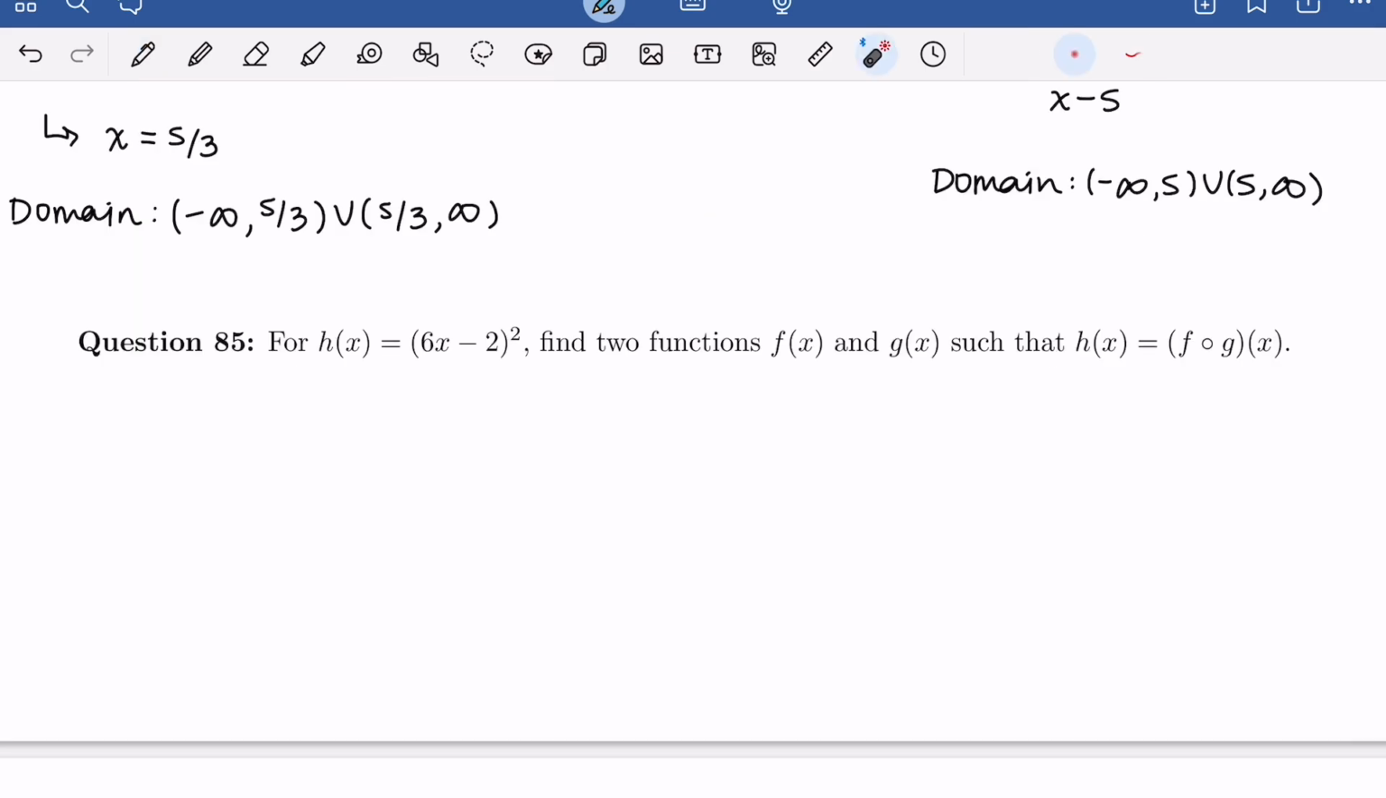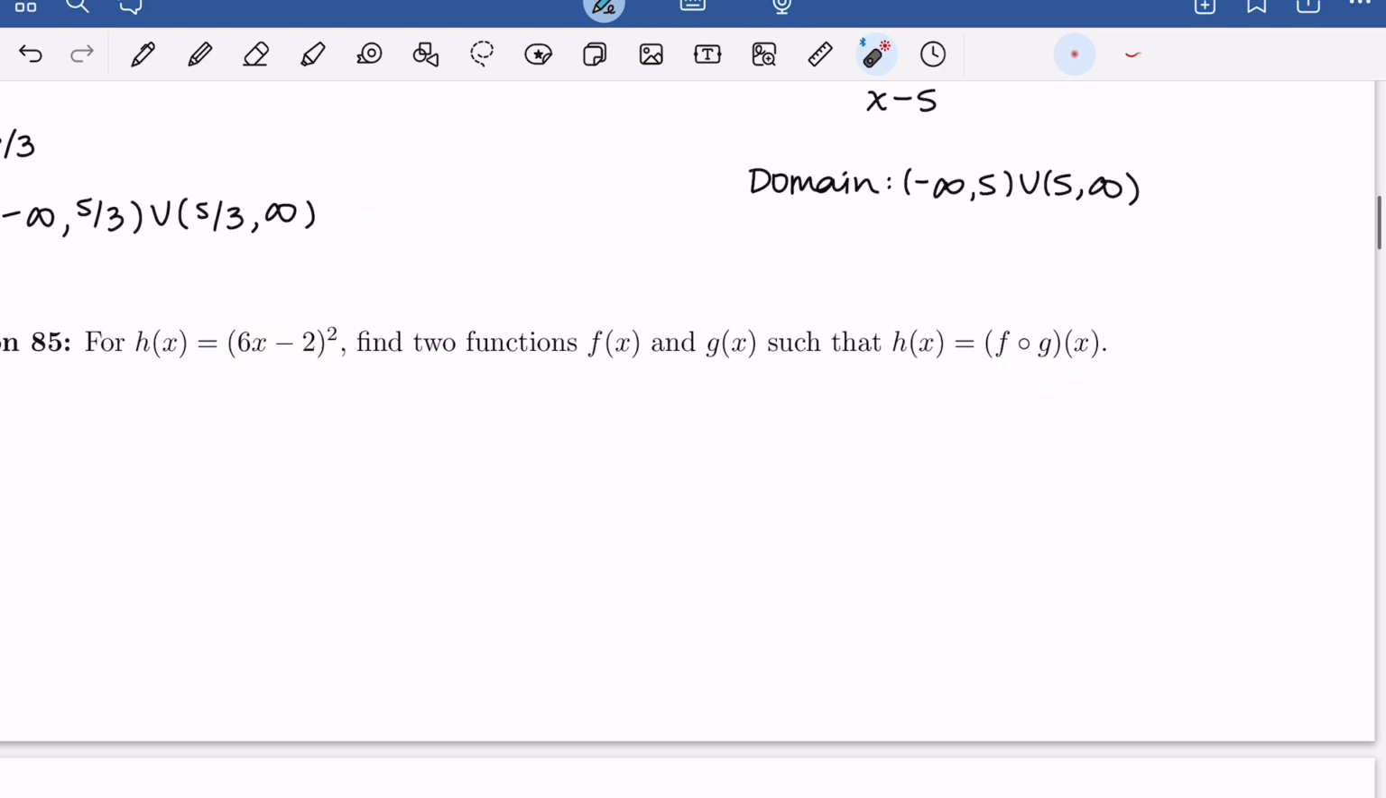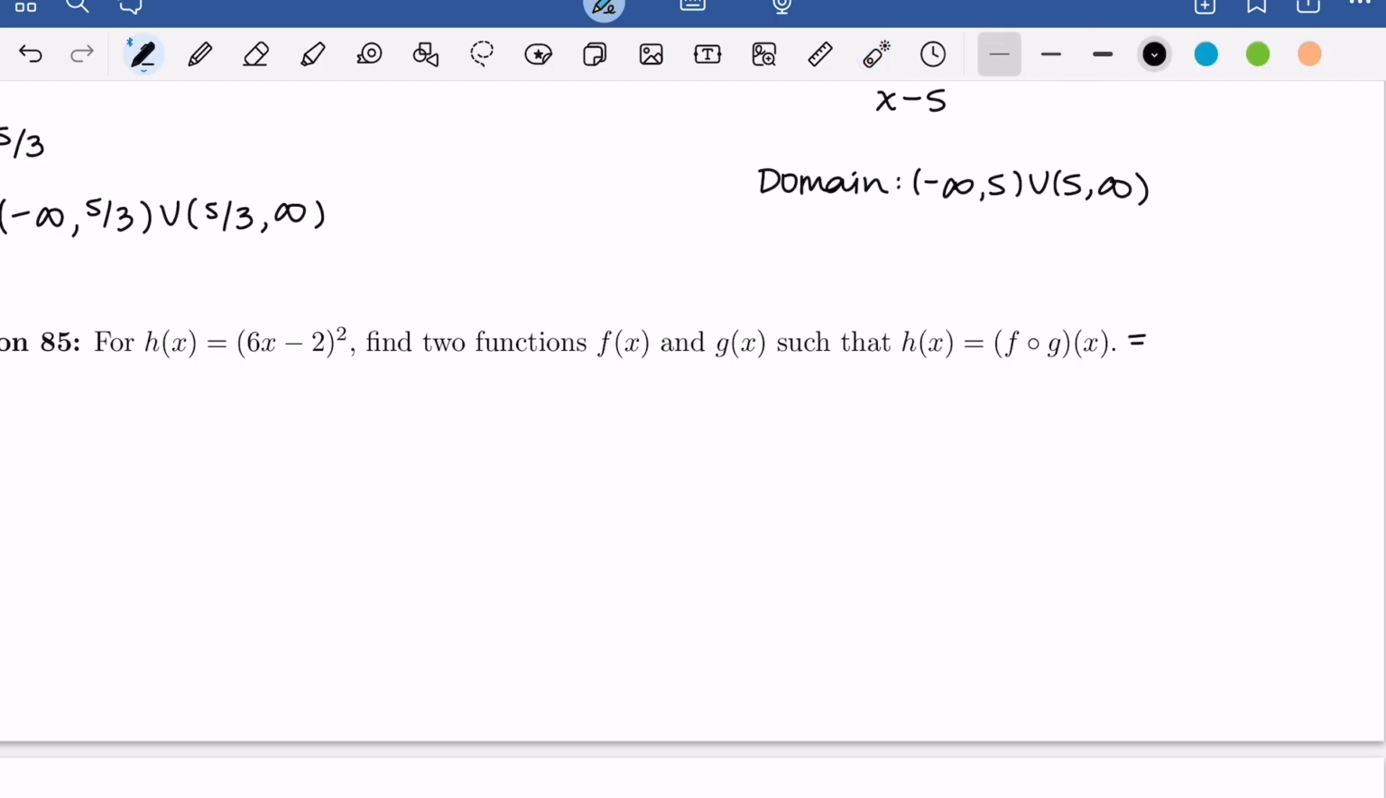Alright, so for the last question in this section, we're given this function h of x here, and we want to find 2 other functions, f and g, such that the composition of those 2 functions will result in the original function that we were given. So for this one, notice we have a 6x minus 2, and this whole thing is being squared. So we can think of this as a composition of functions. We know that this is the same thing as f of g of x.